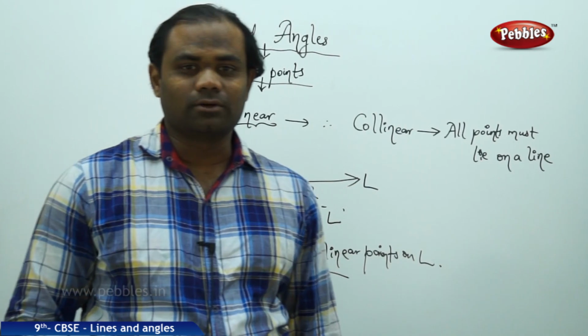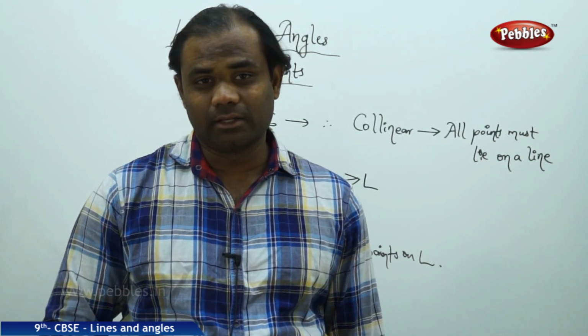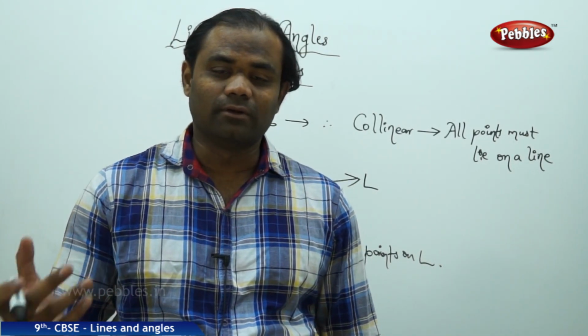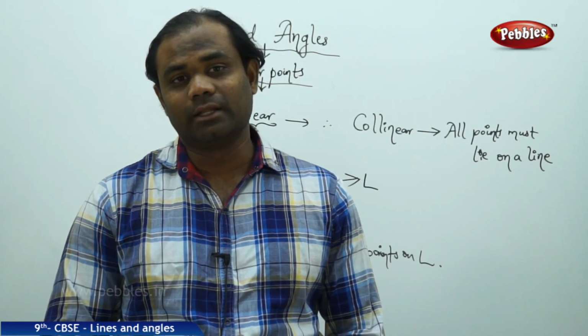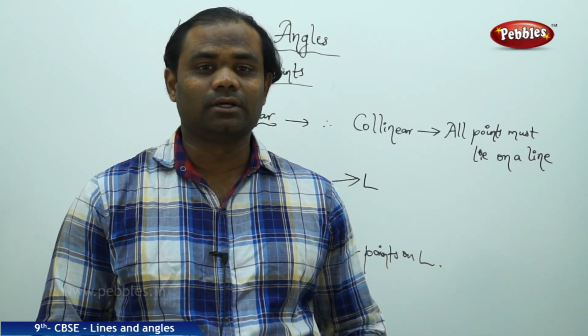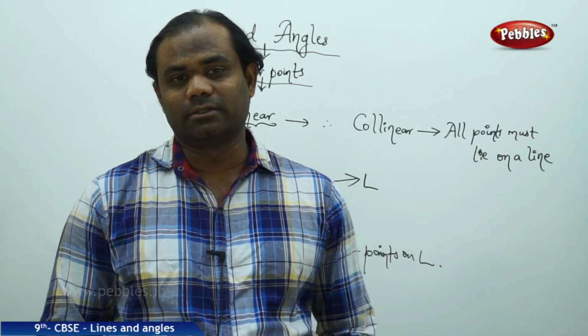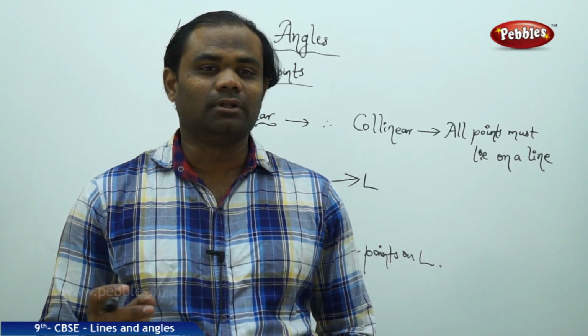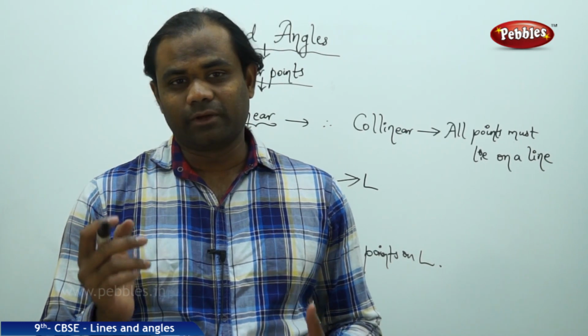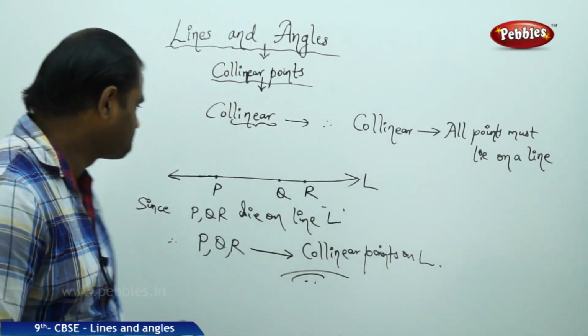The points are collinear if they lie on the line L. They are not collinear if they do not lie on the line L. This is how we understand collinear points connected with lines and angles. Let's see an example of a situation where we have non-collinear points.